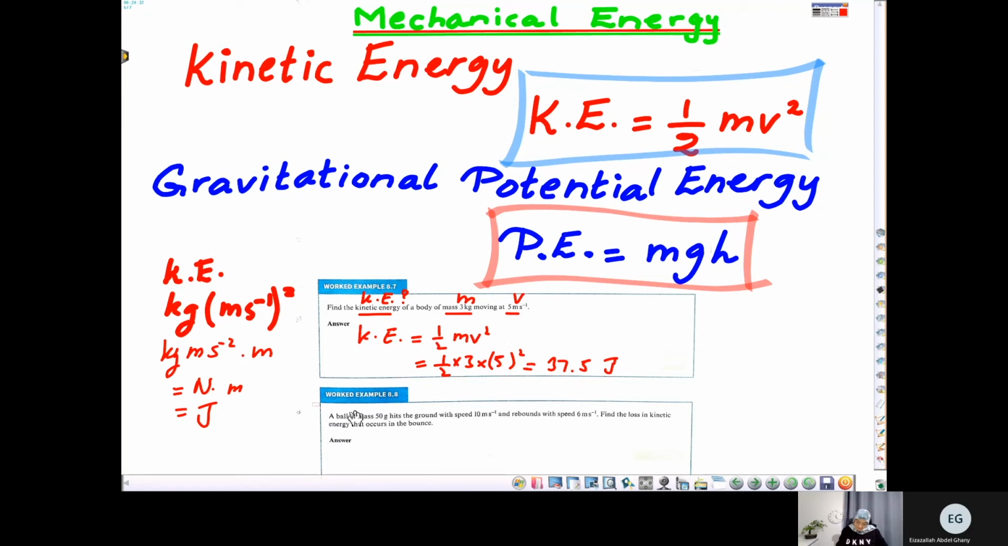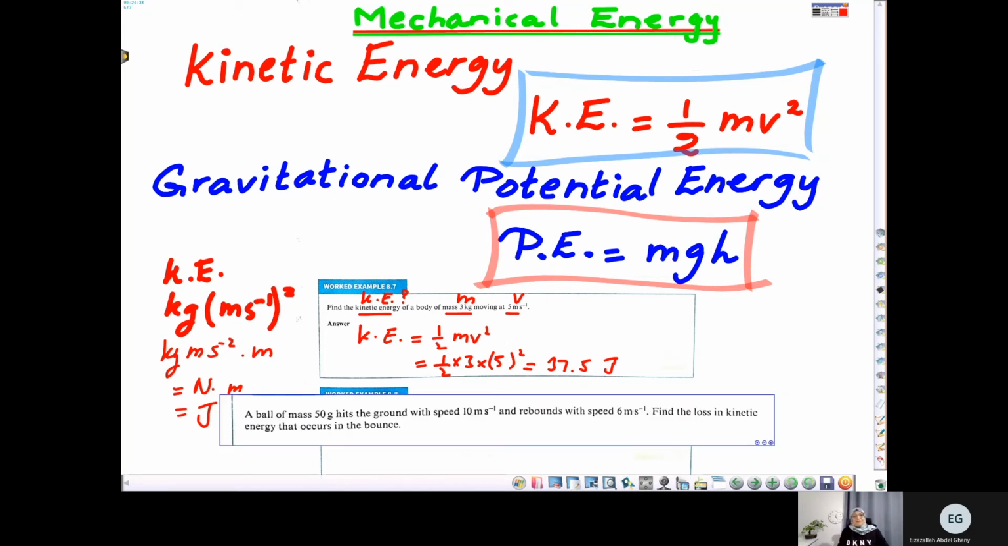Second example. A body of mass 50 grams, not kilograms, hits the ground with a speed of 10 meters per second and rebounds with a speed of 6 meters per second. Find the loss in kinetic energy that occurs in the bounce. The word loss means you should find the final kinetic energy minus the initial kinetic energy.